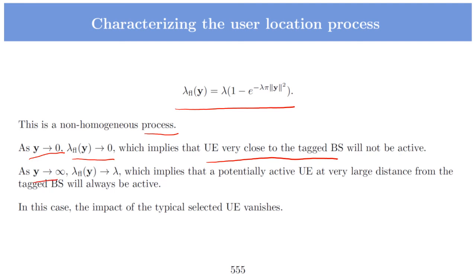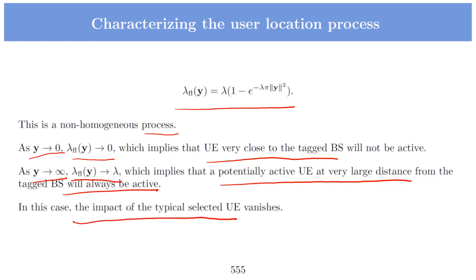If y goes to infinity, then this lambda active goes to lambda, which implies that a potentially active UE at a very large distance will always be active. And that's also okay, because a user at a very far distance will not be connected to this tagged base station. With a very high probability, it will have another base station which is closer to it. In this case, the impact of the typical selected UE conditioning, because we are conditioning on that, vanishes as distance increases.